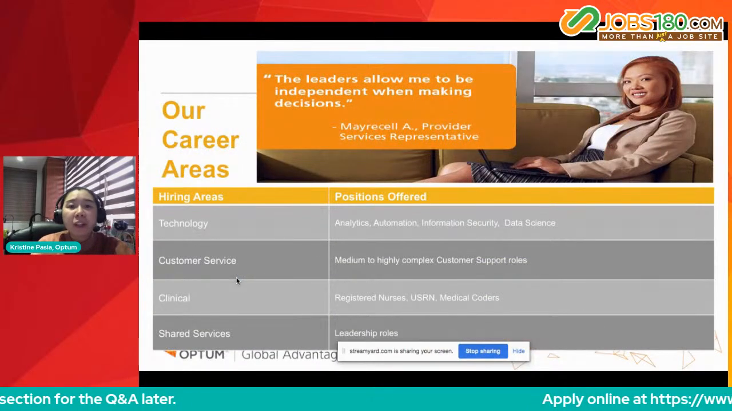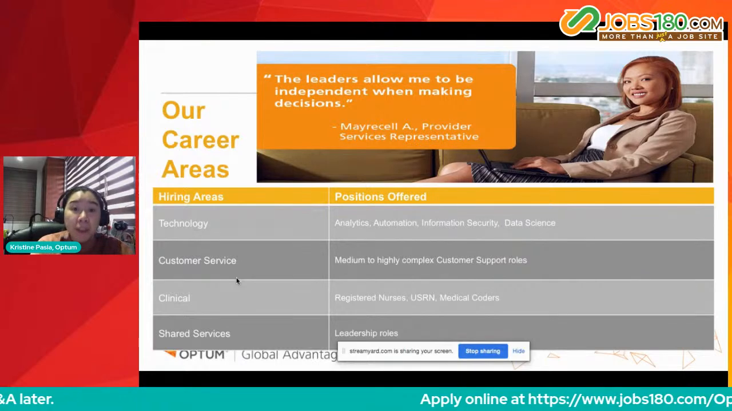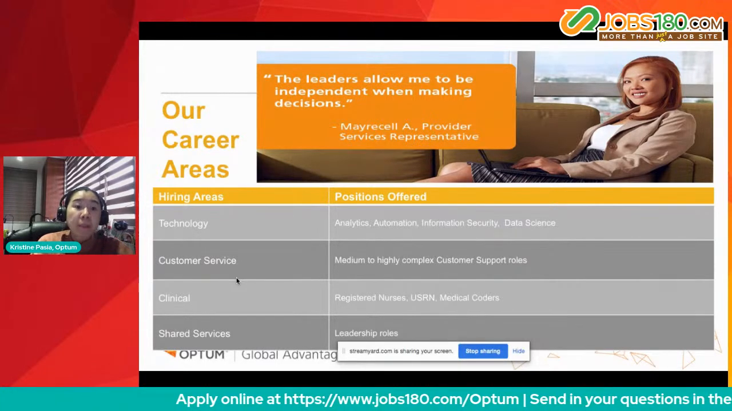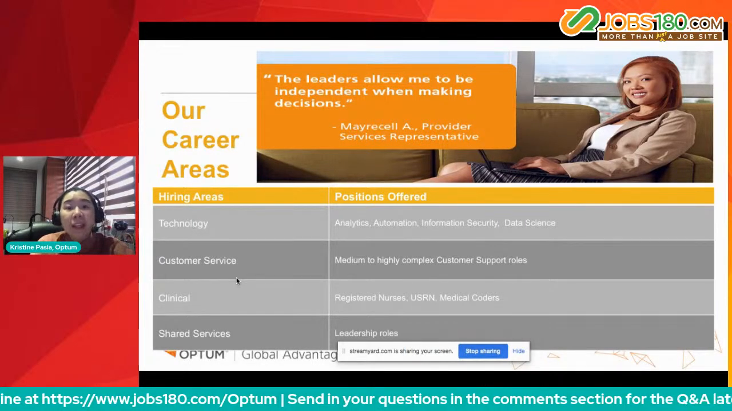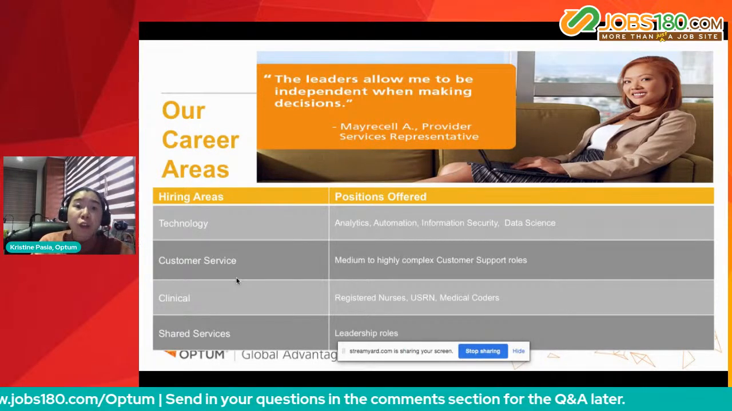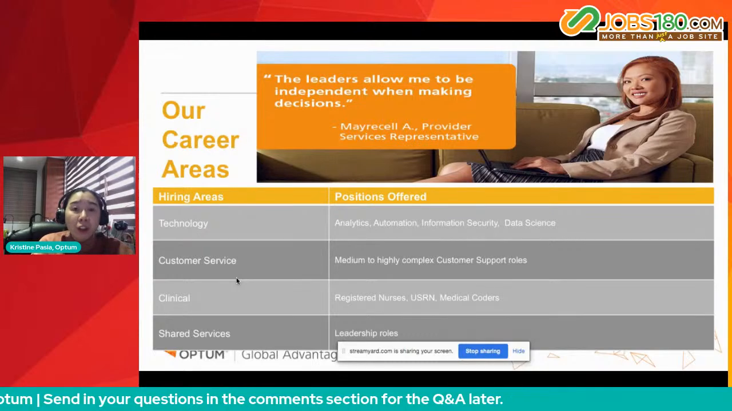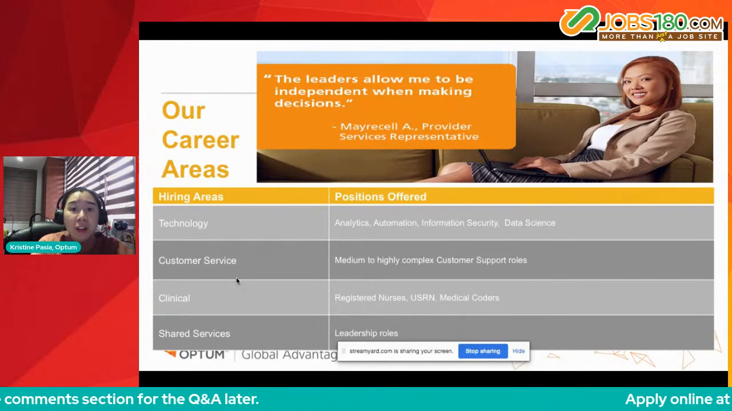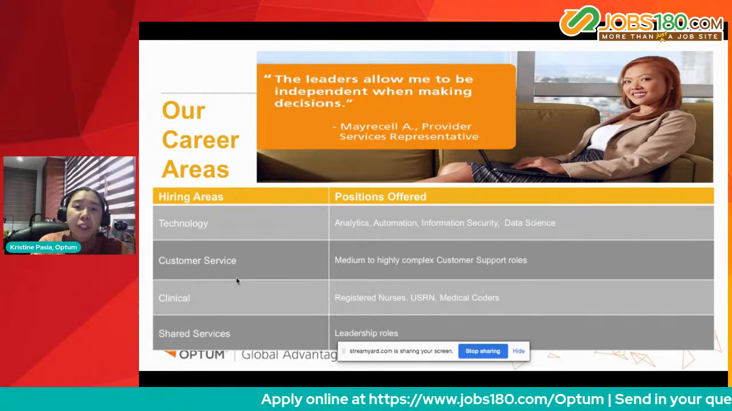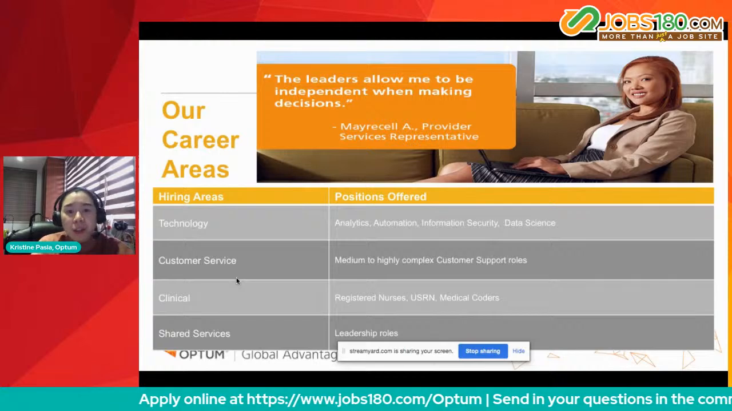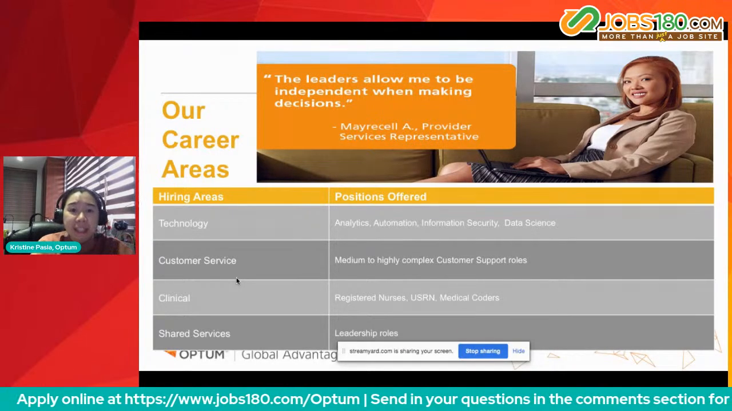Now, our career areas or opportunities within the organization would be in four major business segments, which are technology, customer service, the clinical business, and also shared services. So for technology, this would be the growing part of our business, where we can see a lot of opportunities where individuals can apply to our organization. Mainly, positions offered there would be analytics, automation, information security, and data sciences.